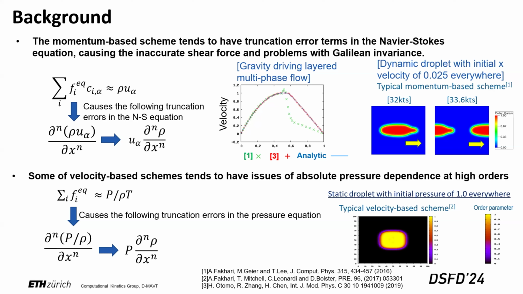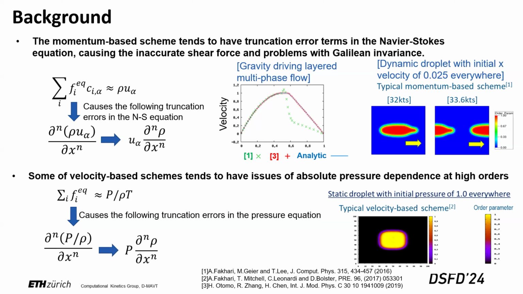In a similar way, the velocity-based scheme should be good and should avoid this kind of issue. However, the zeroth moment is related to p over rho t, and that should produce this kind of truncation error term. As a result, we have this term, which causes absolute pressure value dependence. Because we assume a pseudo-incompressible scheme, absolute pressure value dependence is not desirable.